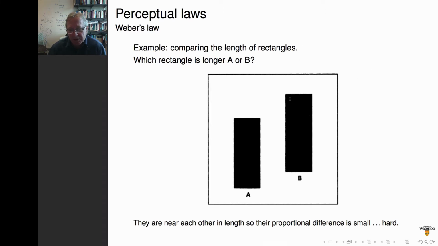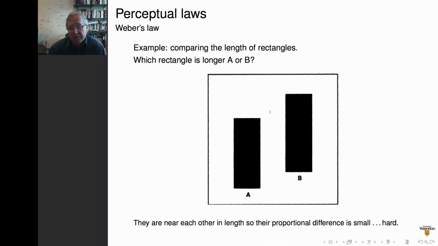And one of the reasons is that this difference, the difference in the heights, according to Weber's law, the difference in B and A is only a small proportion of A itself, of the length of the height of A. So that's what makes it hard.